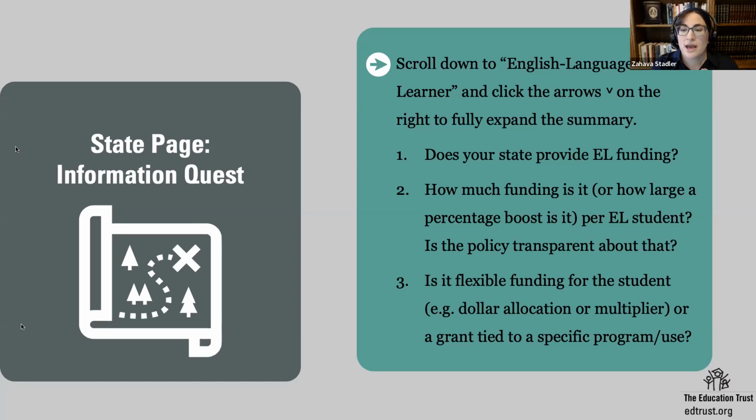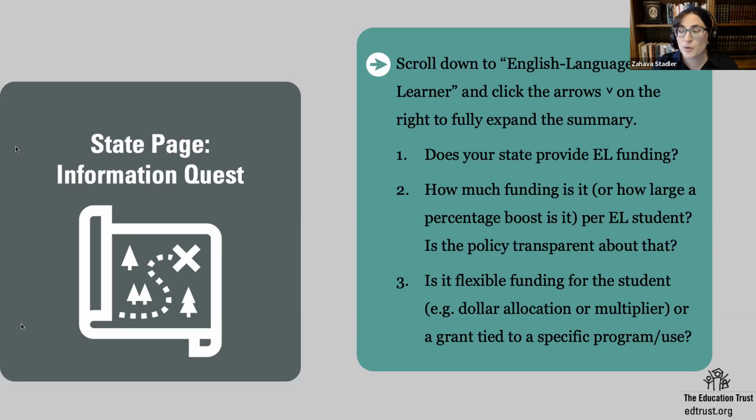And so as you can see, I'm asking you to scroll down to the section called English Language Learner and click those arrows on the right. Don't forget to fully expand the summary. Make sure you're looking at all that information. So the question is, does your state provide English learner funding, and how much is it? Or how large a percentage boost is it per English learner? Can you tell? Is the policy transparent about that? And I'd love to hear the answer to question 2 in the chat when you're able. And if you can't tell the answer, say that too.